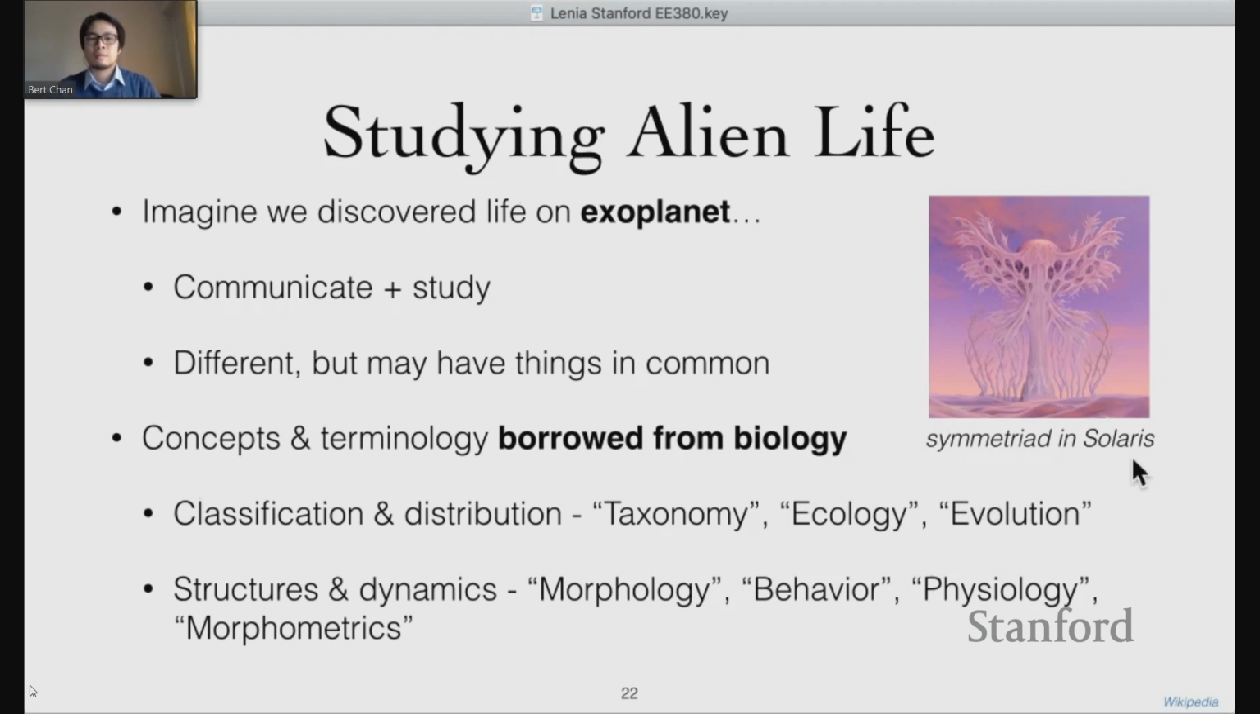But it's possible they will have some basic principles that are common with terrestrial life, like symmetry or evolution or entropy, minimizing the entropy. So it's reasonable to borrow concepts or terminology from biology. We can talk about taxonomy or ecology or the morphology of behavior, or even physiology of these life forms. The same applies to Lenia.